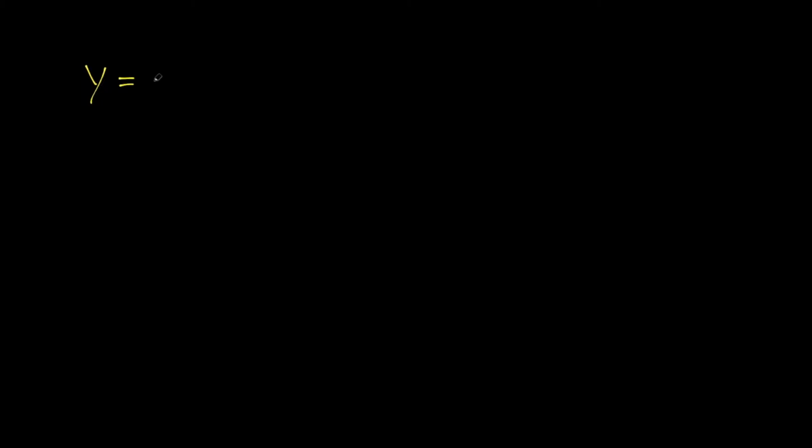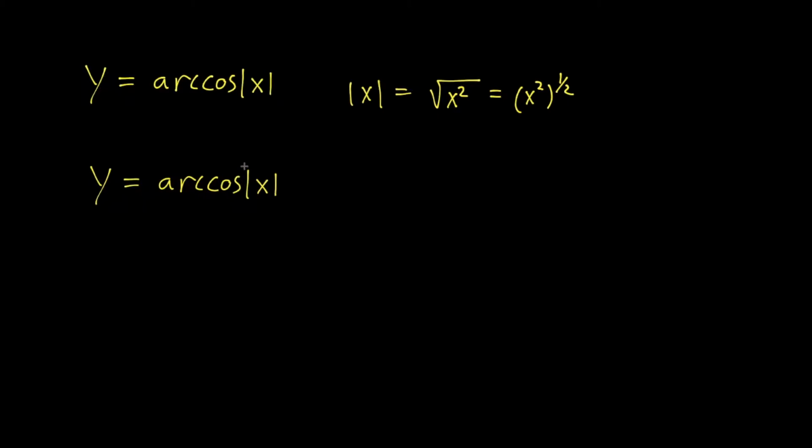Let's take the derivative of the arc cosine of the absolute value of x. And we can actually rewrite this because absolute value of x is a shorthand for square root of x squared. And another way to say that is x squared to the 1/2 power. So let's copy and paste this and rewrite it just like that.